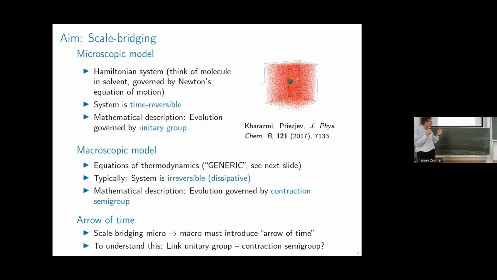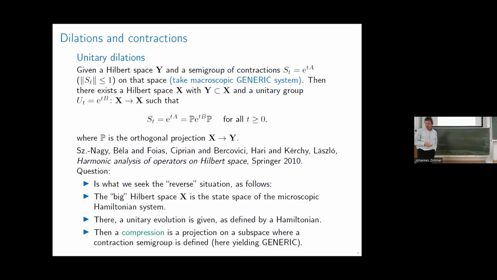That comes later, but that is the core point. What we are going to exploit is that we start with a unitary group, and then we somehow want to coarse grain, and I'll explain why and how, and then we get something dissipative, we get a contraction semigroup. How does this work? There's a beautiful mathematical theory behind it, the theory of unitary dilations, which is probably something at least many of you haven't seen. So I want to explain the theory, and then I'll do an example.